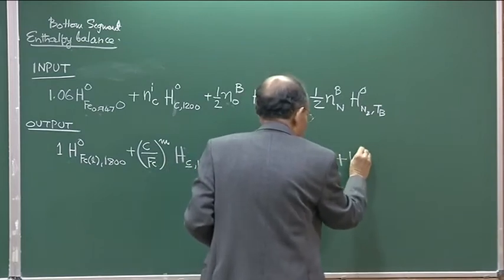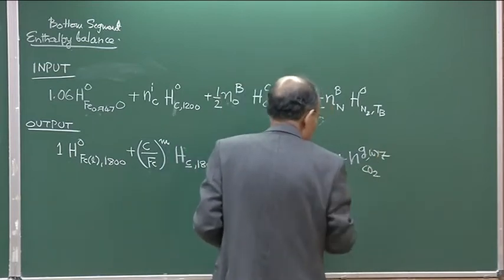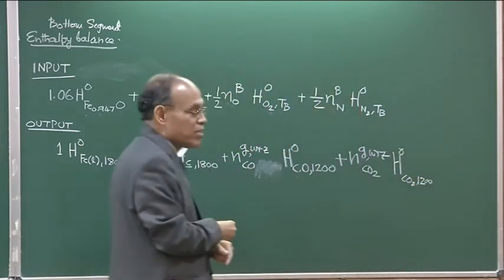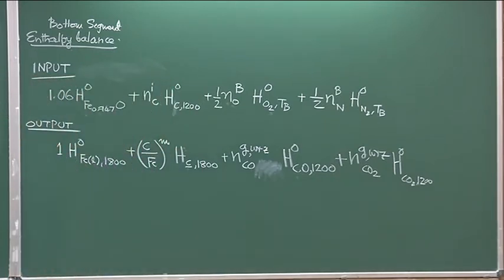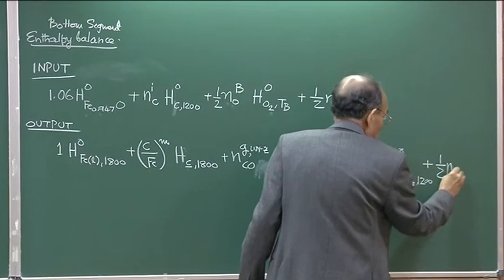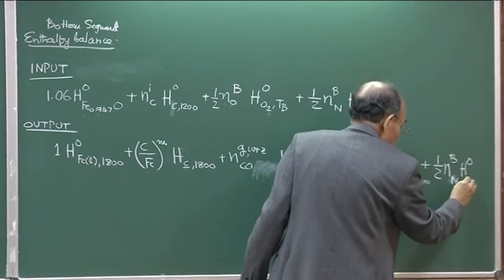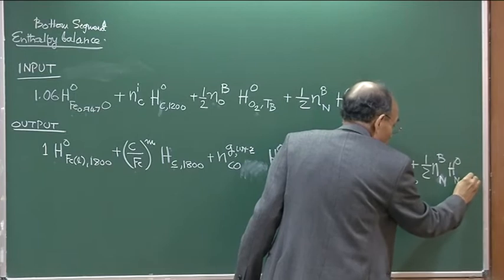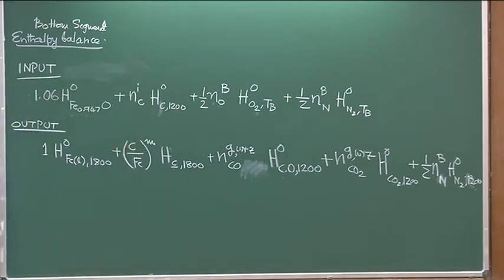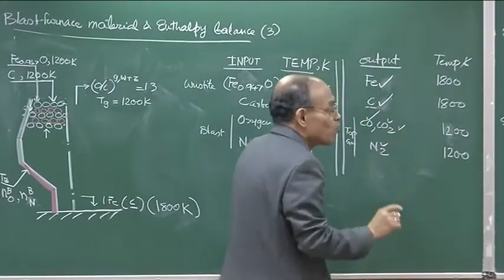And then we have a similar term Ng, Wustite reduction zone, and then we have CO2, and then we have H naught CO2 1200, because that is the temperature at which the gas is living. So, I want to calculate that, and then on top of that we have nitrogen, and it is going out at a temperature of 1200 Kelvin. That is what it is. So, we have 5 different terms: one heat content term, another enthalpy term, third term, fourth term, 5 terms.